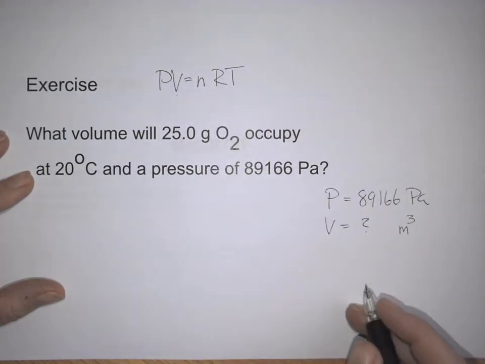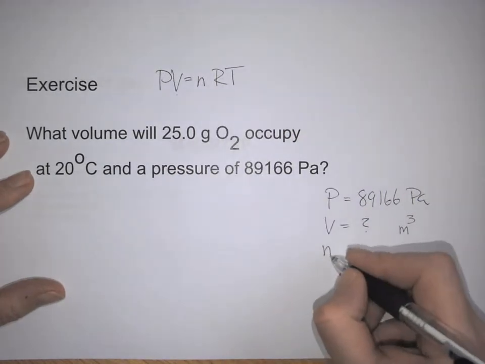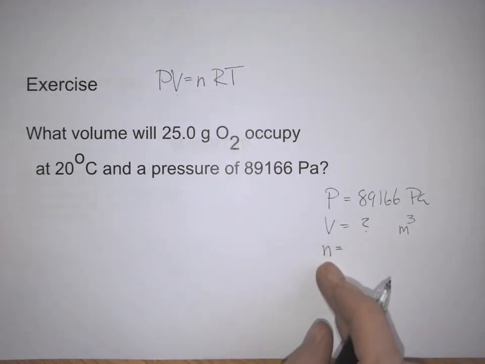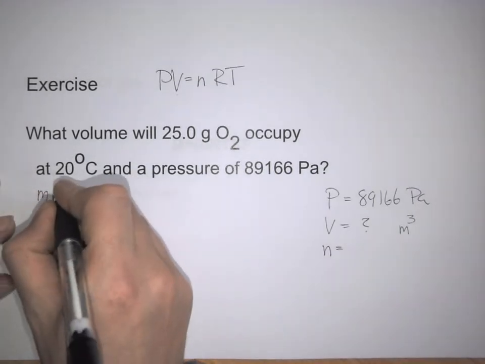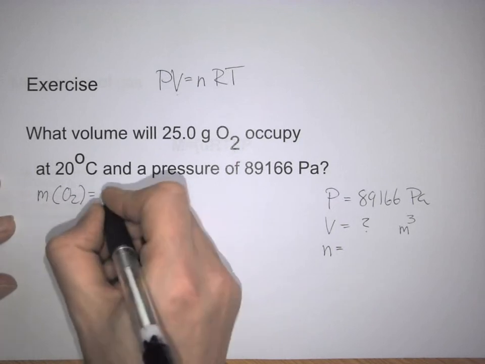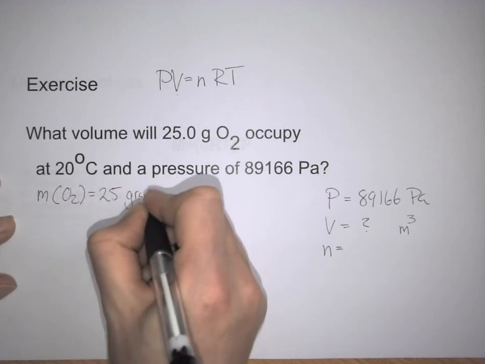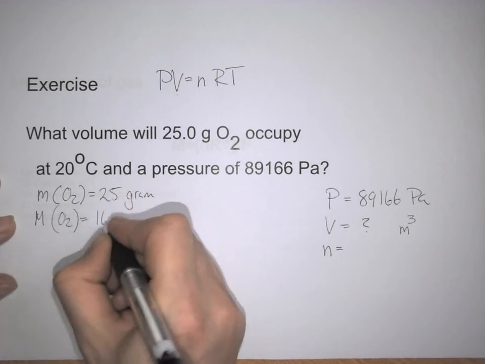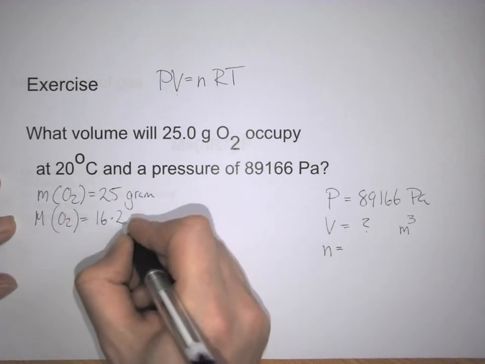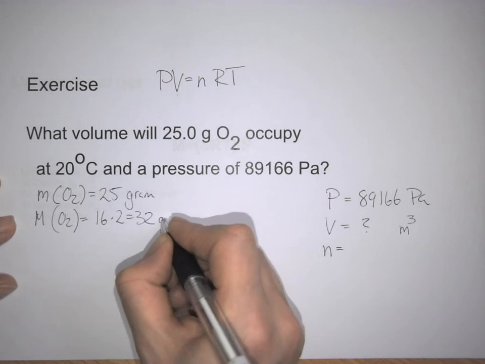Next part is the amount of substance. Well, to make that happen, we need to calculate it from the mass here. We have the mass of oxygen gas, 25 grams. The molar mass, you can find it in the periodic table: 16 for each oxygen, we have 2 of them, so 32 gram per mole.